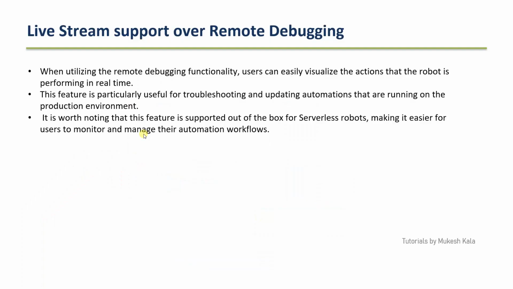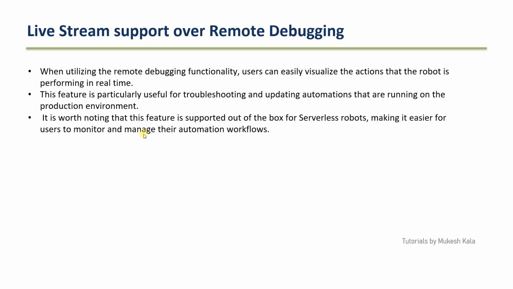Moving ahead, the next option, and a very powerful one, is called live streaming support over remote debugging. This is a very interesting feature, which simply means that in case any of your automation is running in an unattended mode and it has got some exception or unexpected pop-up, you can actually control the automation without logging into the actual unattended machine. So this feature is called live streaming over remote debugging.